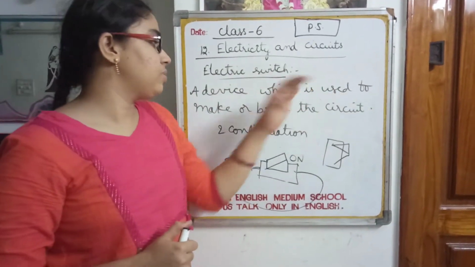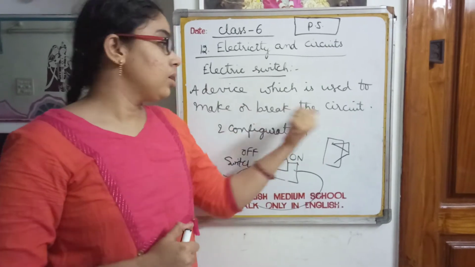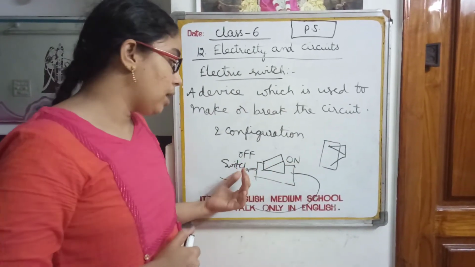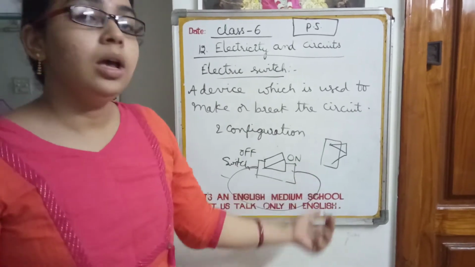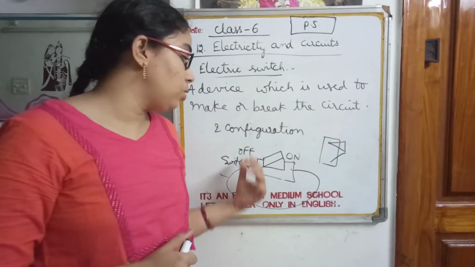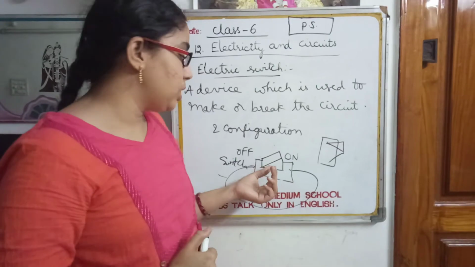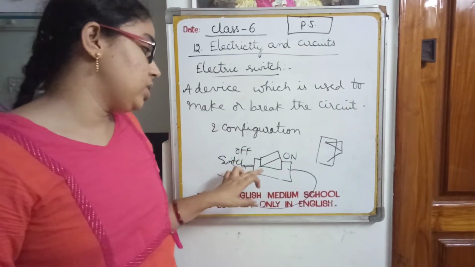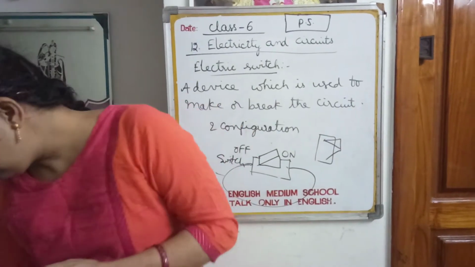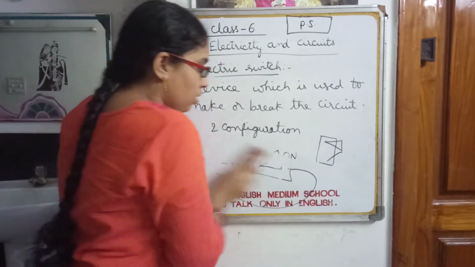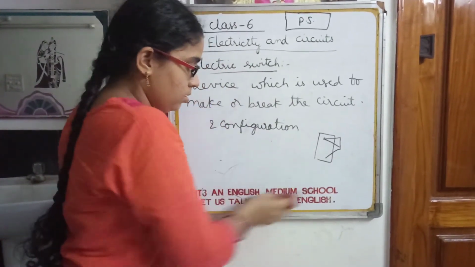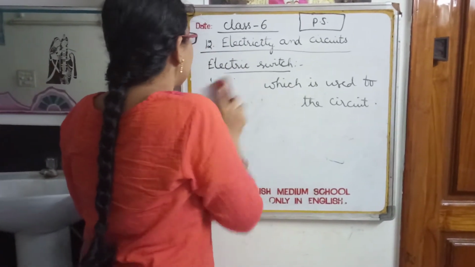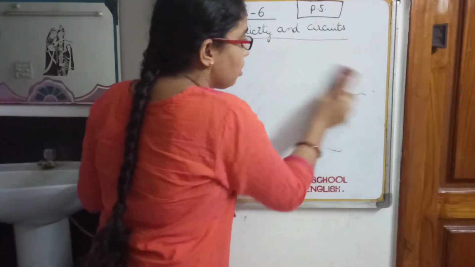It is a simple device which is used to connect and disconnect the circuit, and it has two configurations: on position and off position. If the switch is in on position, it allows current to pass through the circuit in which it is connected, and if the switch is in off position, it doesn't allow current to pass through the circuit in which it is connected. This is about the switch.